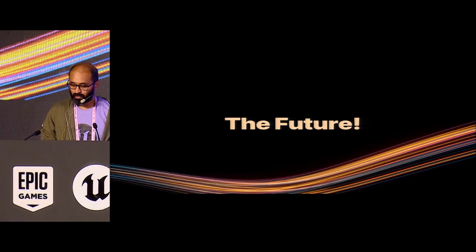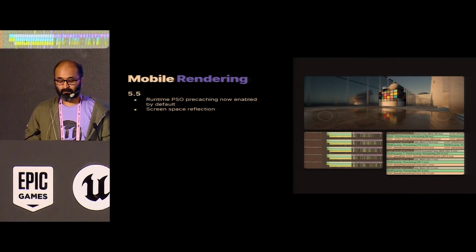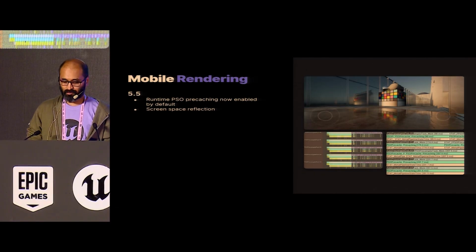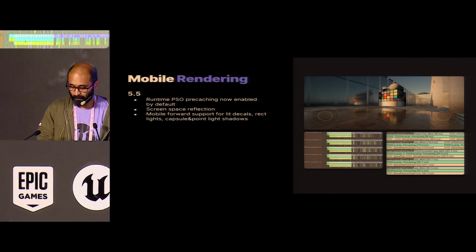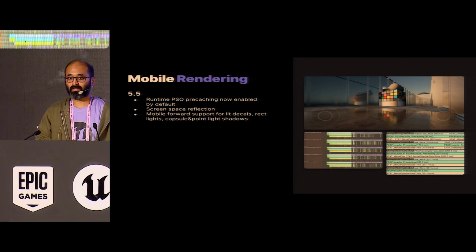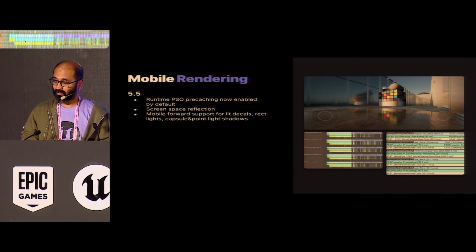So let's look into the future. So first off, mobile rendering. PSO pre-caching is now enabled, which I already talked about. There's also a lot of improvements when it comes to screen space reflection. Mobile forward support is now available for lit decals, rectangular lights, capsule, and point light shadows.